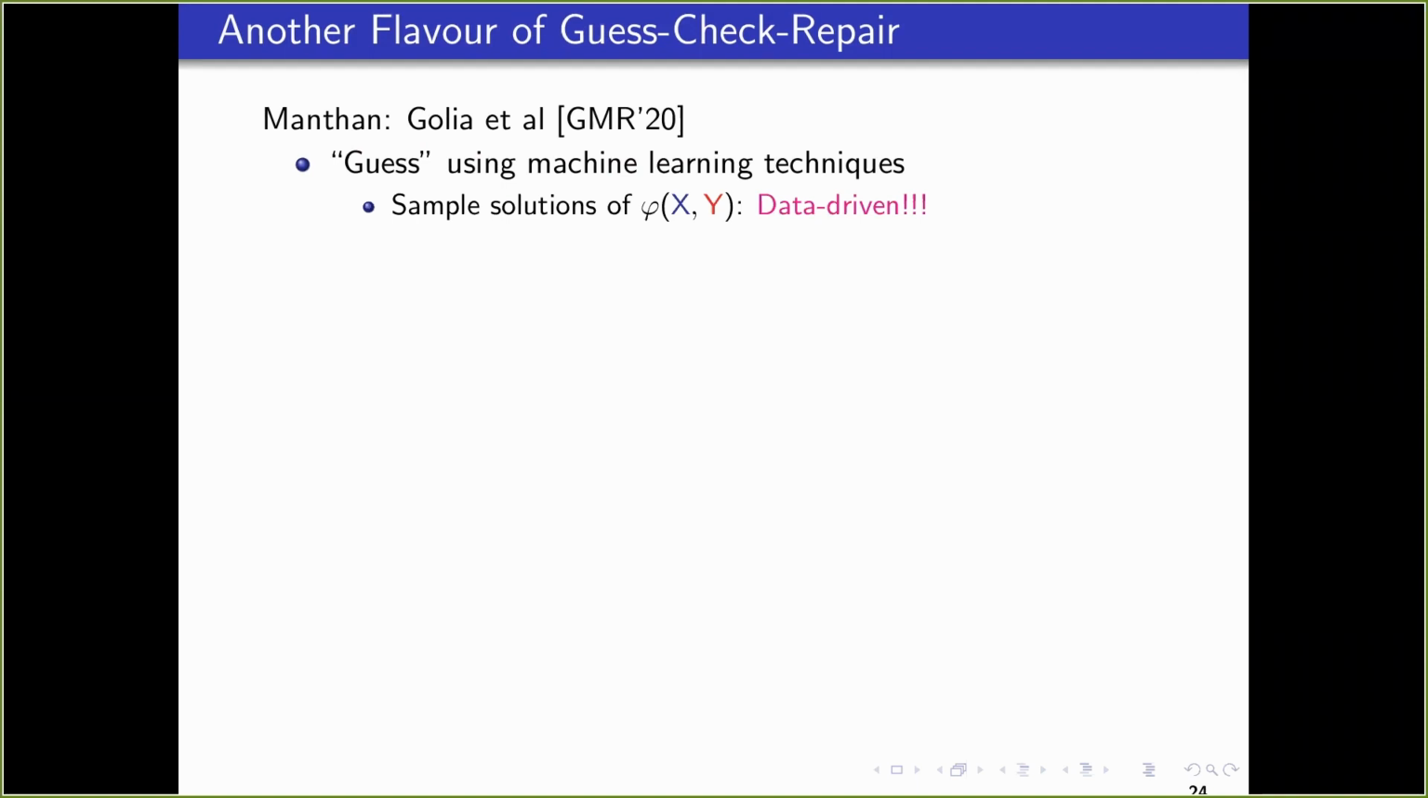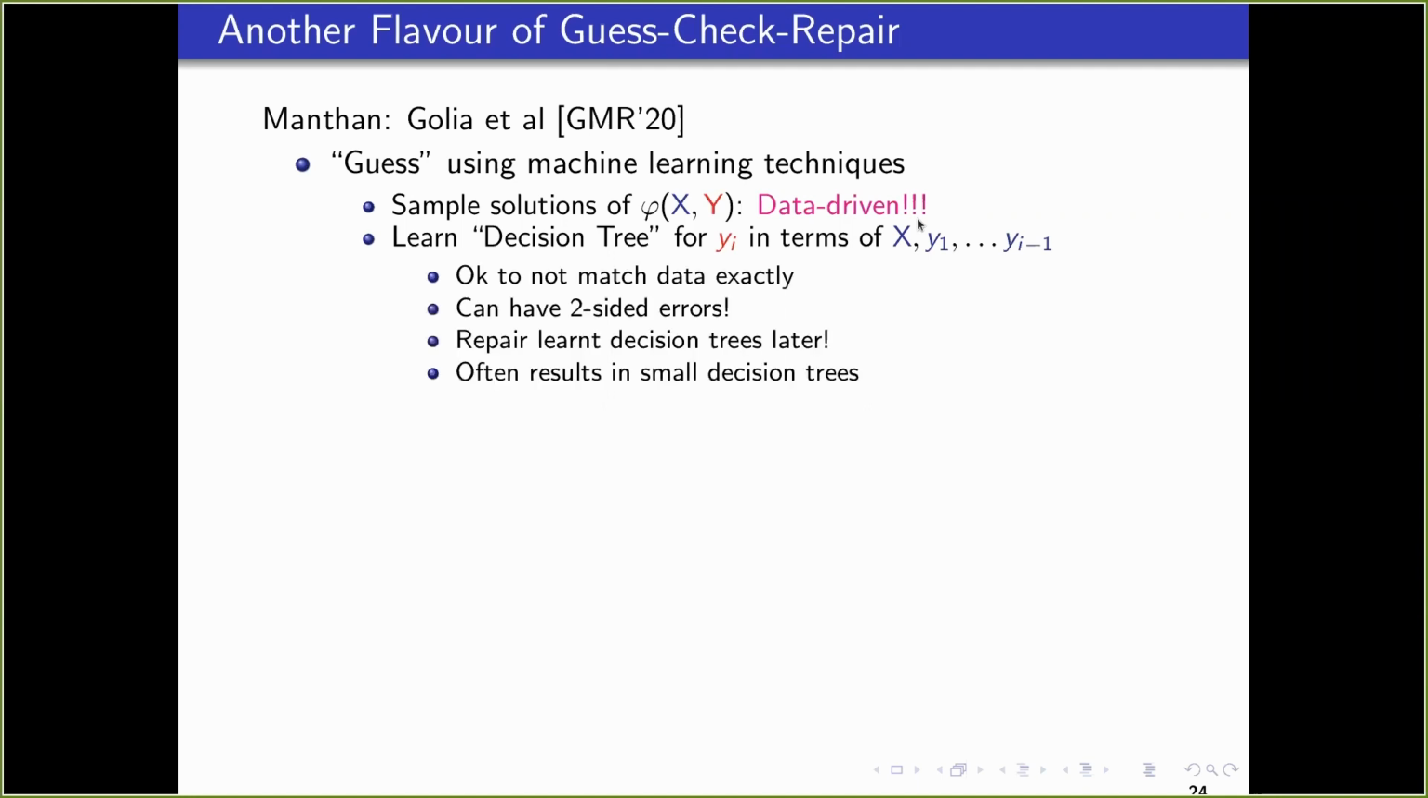And this is a very interesting technique that they have proposed. They basically say that, well, we want to find out what the candidate Skolem functions are. So let's sample some solutions of the original specification. And from those samples, let's find out decision trees for each of the outputs in terms of the inputs and the other outputs, as I showed earlier.